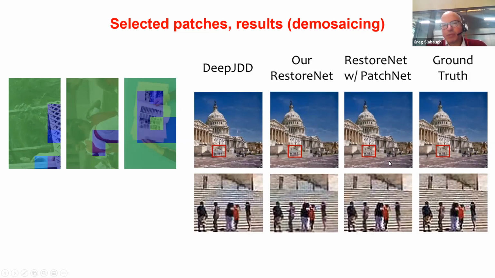And on the right are some examples. So this is for a demosaicing task. Essentially a state-of-the-art solution is DeepJDD. It does a good job, but you get some color artifacts in these high frequency regions. You also get some frequency effects. Using just a restoration algorithm that we've implemented, it does better than DeepJDD. But when we combine it with PatchNet, we get rid of those false colors and get better quality that is closer to the ground truth.